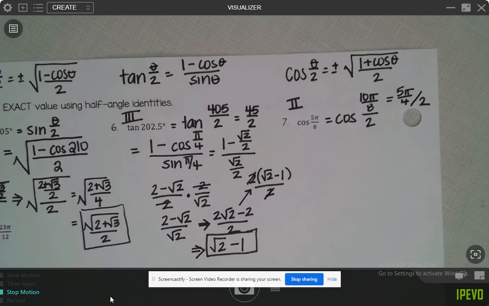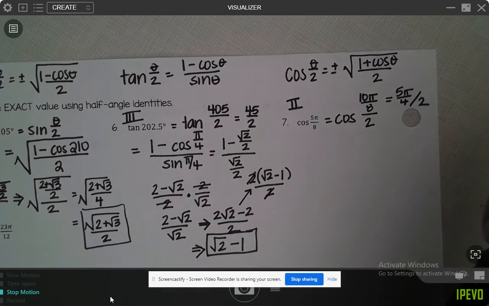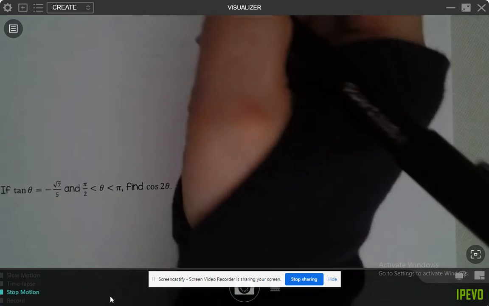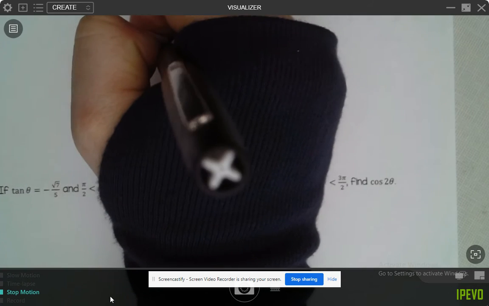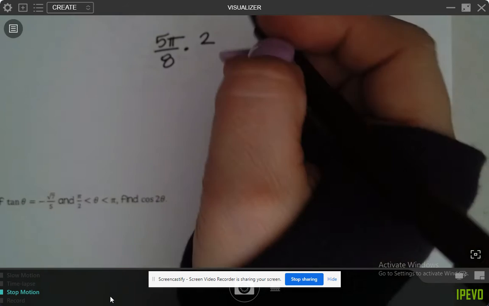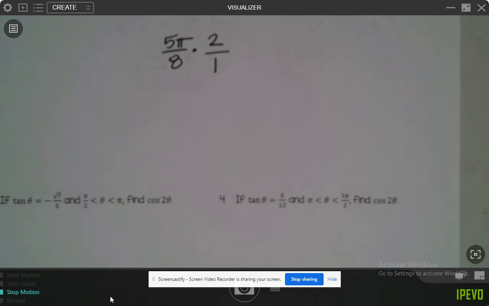She's talking about what? 8, which is what I'm talking about. Look, 5 pi. You take this. You do this. I'll do it right here. You multiply by 2. That's like 2 over 1. So 10 pi over 8.